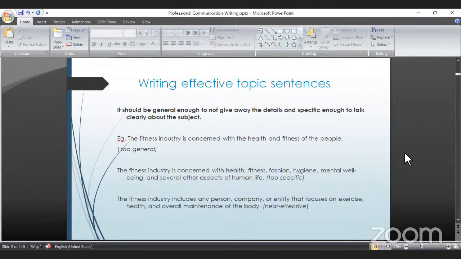Yes, ma'am, because everyone knows that the fitness industry is concerned with it. Correct. Everybody knows it. It is general information. It's an obvious piece of information, right? It's like saying water pollution is pollution caused by water, right? So that's a very bad method of writing. Nobody has to take you seriously if you write like that.